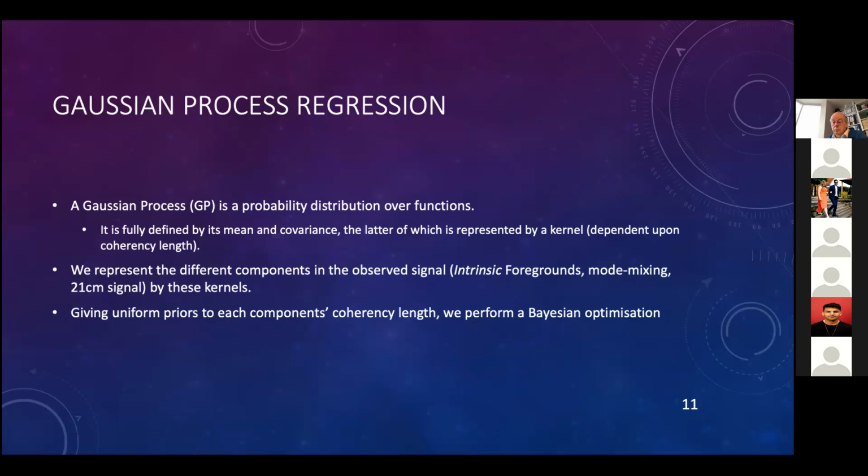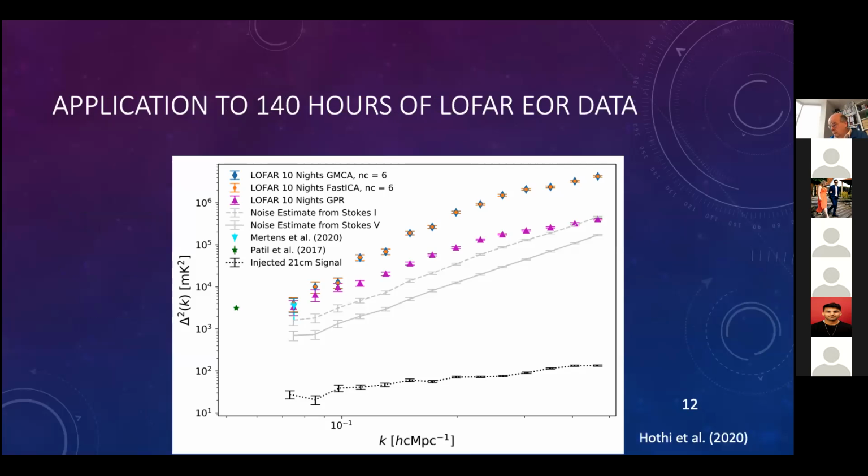And so where we currently stand in this paper, we want to compare these 3 techniques to find which is best for LOFAR. And so the first thing that one might do is to apply it to the most recent data. And this is 140 hours or 10 nights worth of LOFAR data. We use our own GPR almost as a sanity check to make sure we're doing everything correctly. And for FastICA and GMCA, we use 6 components or sources to model the foreground.